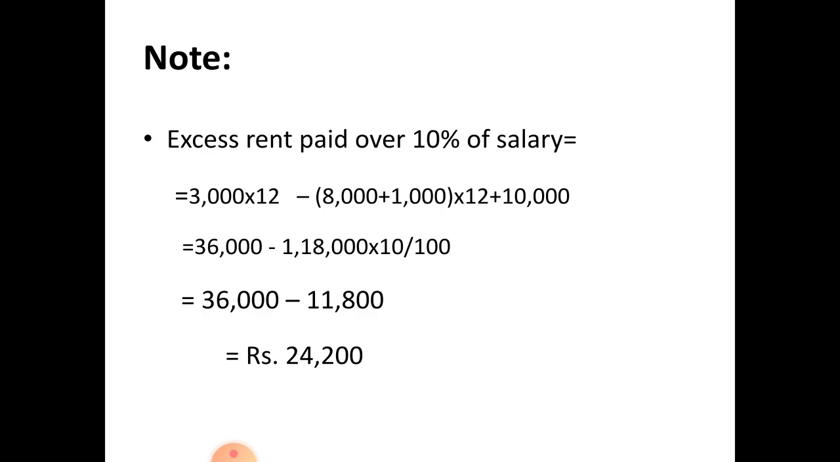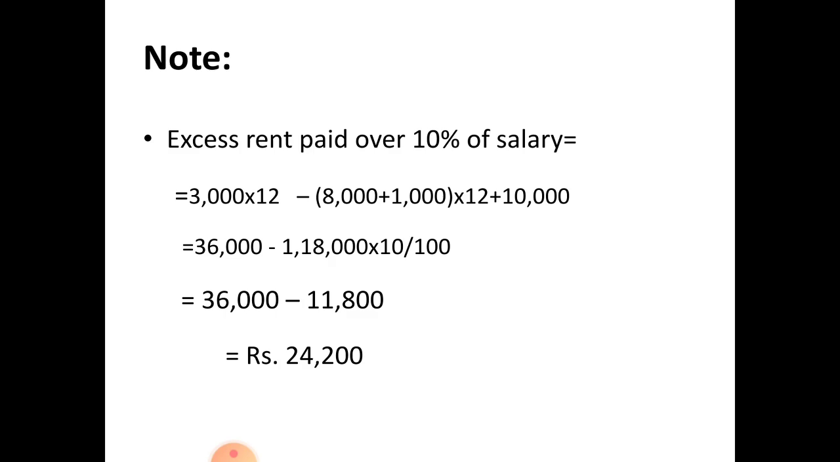Next, salary. In this problem salary means basic, 50% of DA and 1% commission on 10 lakhs turnover, that is basic 8,000 per month, DA 1,000 per month, that is 50% of 2,000, for 1 month. You have to consider it for 12 months, plus 1% commission amounts to rupees 10,000. Total of salary amounts to rupees 1,18,000 for 12 months. You have to consider only 10% of salary.